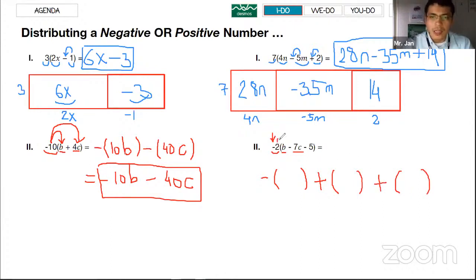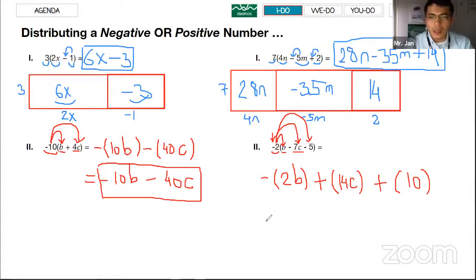So now I need to multiply every single thing: 2 times b, 2 times 7c, and 2 times 5. 2 times b is 2b. 2 times 7 is 14, and there is a variable next to it, so I need to put the variable next to it. And the last one, 2 times 5, which is 10. Okay, this is how you distribute the number outside the parentheses inside the parentheses.